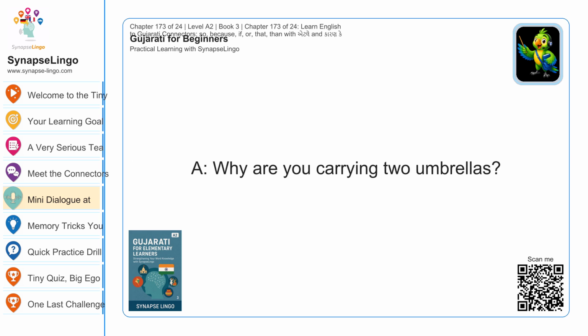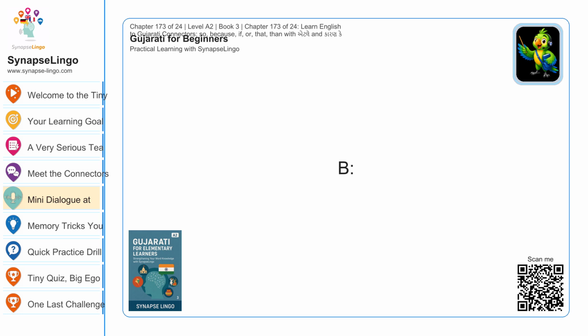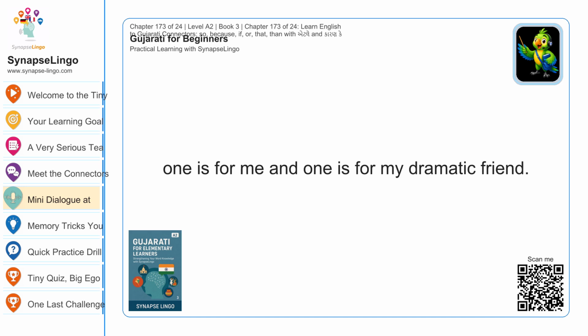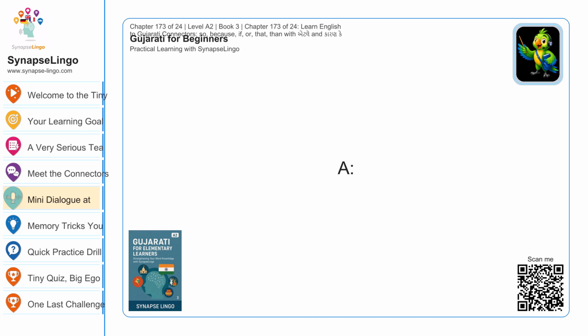A. Why are you carrying 2 umbrellas? B. કારણ કે, one is for me and one is for my dramatic friend. A. જો it stops raining, will you still use them? B. Maybe one umbrella, અથવા, both. I like options. A. I see, કે, you are prepared. B. Yes, it looked cloudy, એટલે, I planned ahead. A. Smart. You came early, જેથી, you would not miss the bus. B. Exactly. And this bus is faster, કરતા, the old one.